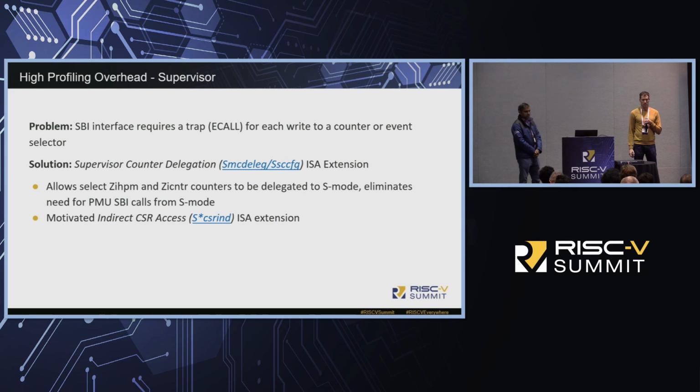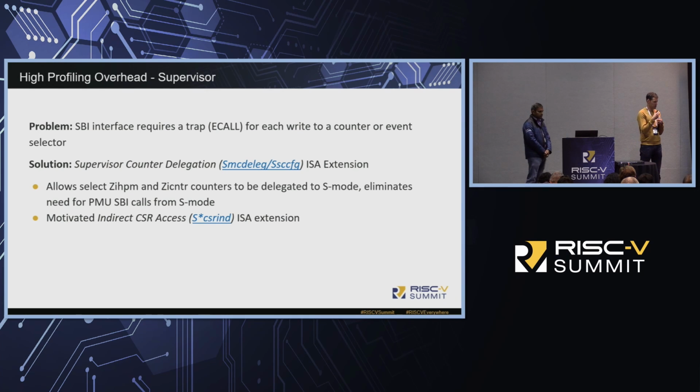Another issue we ran into was just having high profiling overhead. We had this counter infrastructure, but it was only writable from machine mode. So if you have supervisor software, like say Linux perf, that expects to be able to configure and write these counters, then you ran into cases where you're having to perform ecalls into M mode to do those writes, which results in a lot of traps and a lot of overhead.